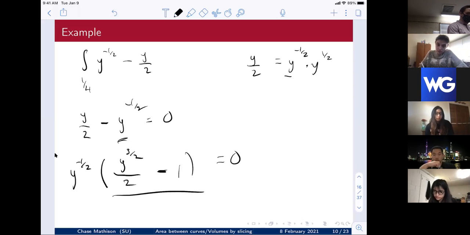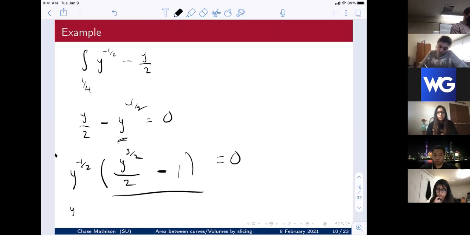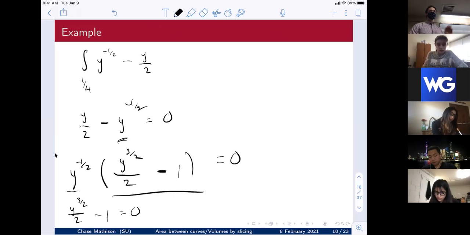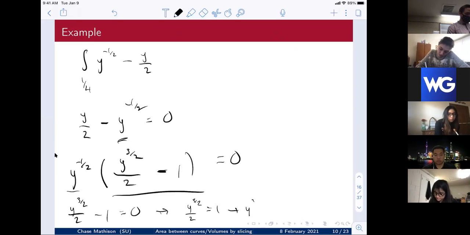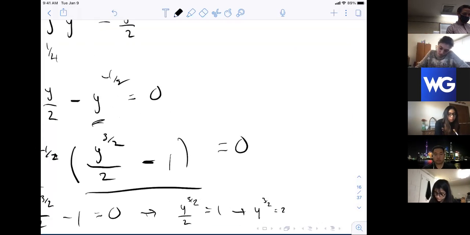Yep. Very good. All right, but either way, no matter what, I'm going to end up with the fact that y to the 3/2 over 2 minus 1 is equal to 0, because y to the minus 1/2 equals 0 doesn't have any solutions. So that tells me that y to the 3/2 over 2 equals 1. And that tells me y to the 3/2 is equal to 2.